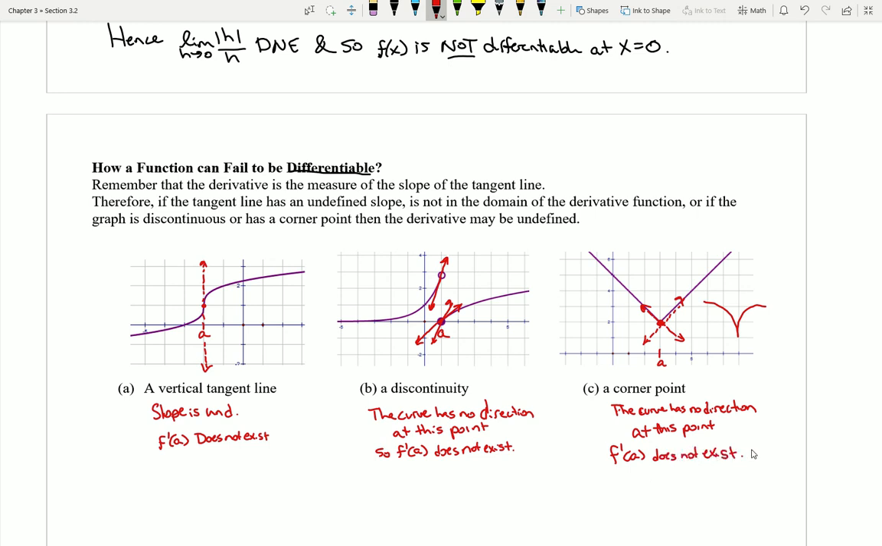So these are really great visual cues for when I come across a function that I can definitely tell right from the picture is not going to be differentiable at a point: corner points or cusps, discontinuities, or spots where there might be vertical tangent lines. The vertical tangent lines are probably the hardest ones to spot, but these other two are typically very simple and straightforward.